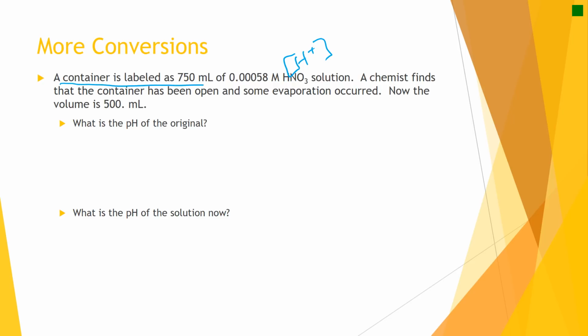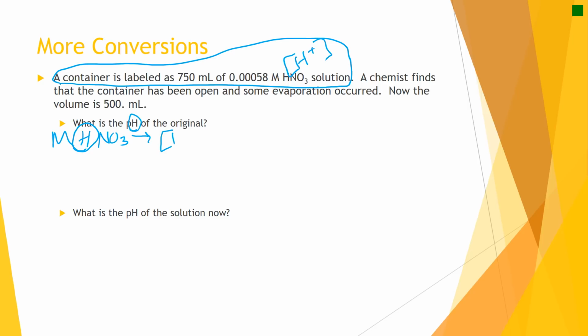The pH of the original is the piece of information they gave us. In order to find pH, I need to know my H plus. I'm dealing with an acid because it's HNO3, and there's only one H, so the molarity of my HNO3 is going to be the same as the molarity of my H plus. They told me my molarity of the original was 0.00058. So I'm just going to take the negative log of 0.00058, and that equals my pH, which is equal to 3.24.